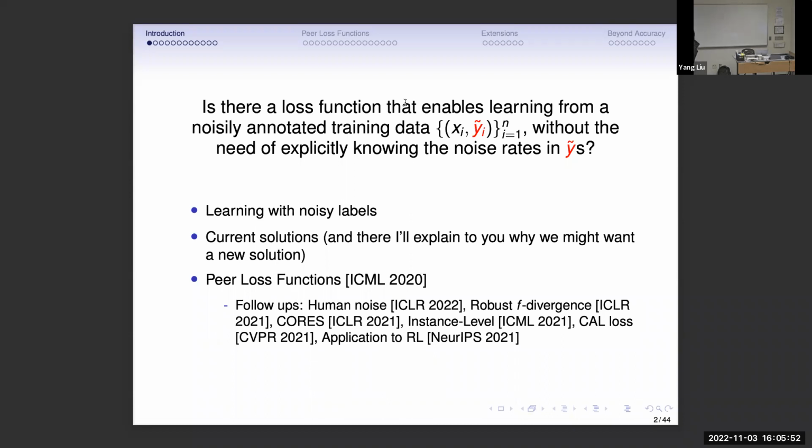I'm going to spend some time telling you about the current solutions, and explain why we need a new solution, why we don't want to require knowledge of the noise rates. The talk is primarily based on my work published a couple of years ago, which I call the peer loss function. This is a loss function that has a theoretical guarantee without knowing the noise rate. I think it was an interesting thing to introduce. Throughout the talk, I'm going to borrow some material from my own follow-up works, including how this generalizes to complicated noise patterns with real human noisy data, how it generalizes to information theoretical measures, and what the implications are in other learning tasks, in reinforcement learning, for example. So this is the plan for this talk.